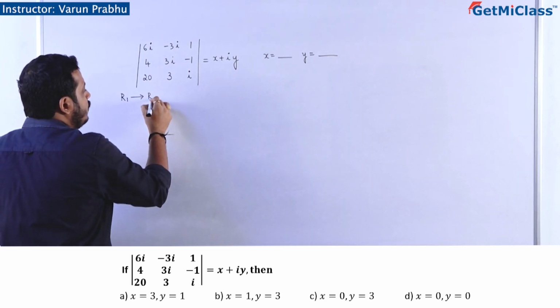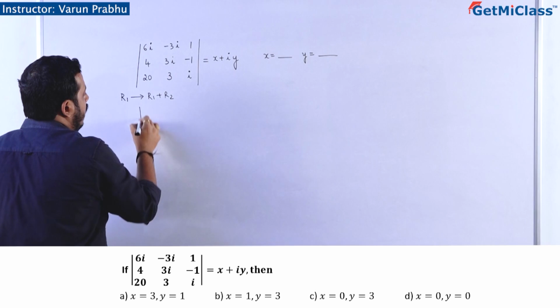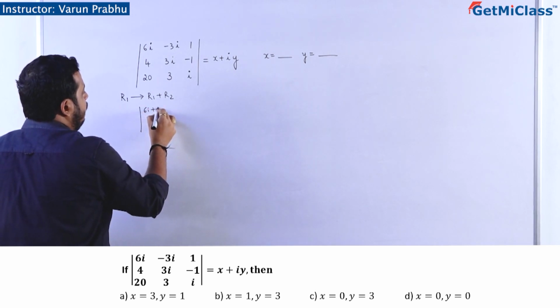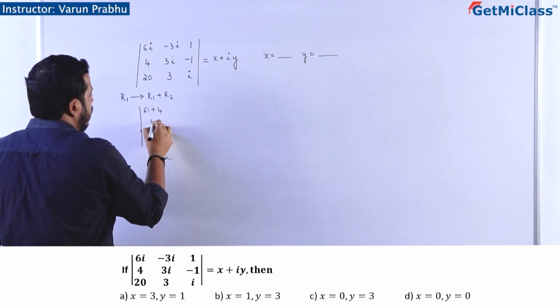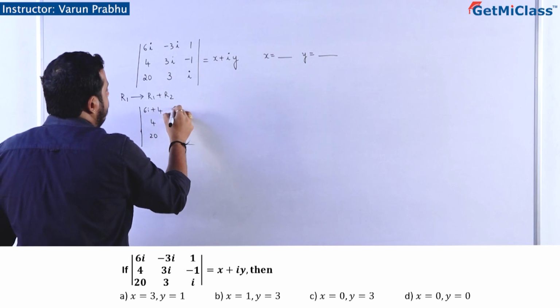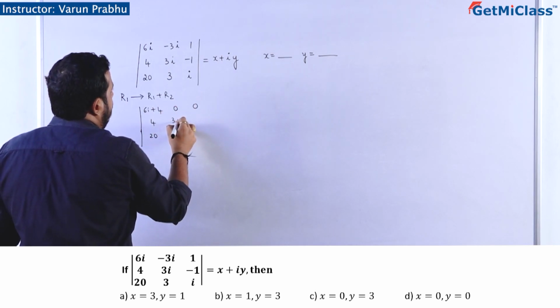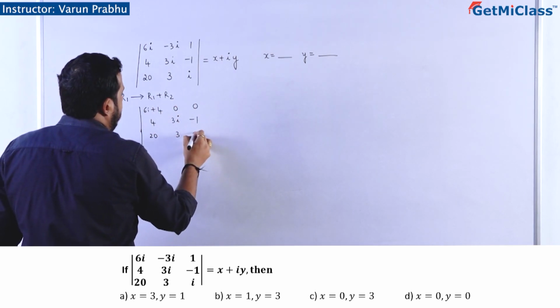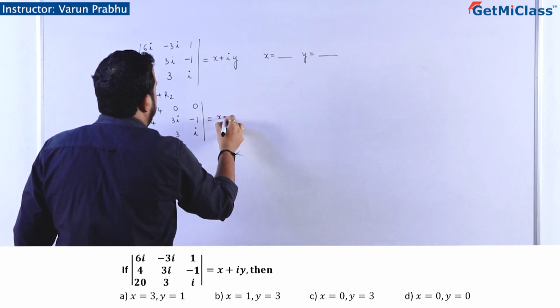So I'll go by transformations now. R1 transforms to R1 plus R2. So 6i plus 4, is it okay? 6i plus 4, 4, 0, and here this is 0, this is 0, 3i and minus 1, 3 and i, that is equal to x plus iy.